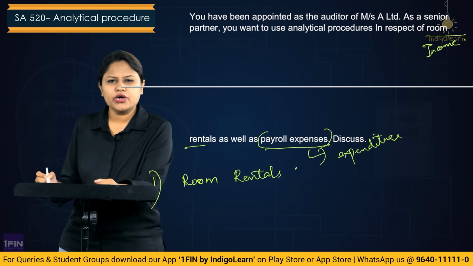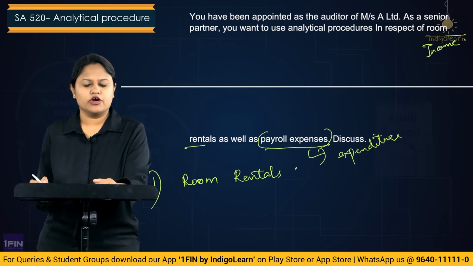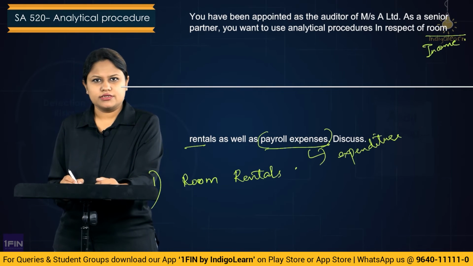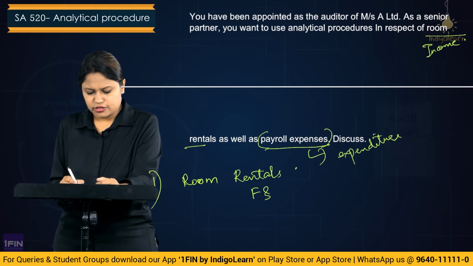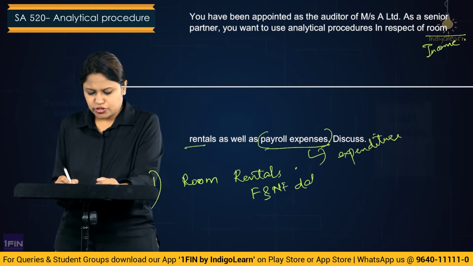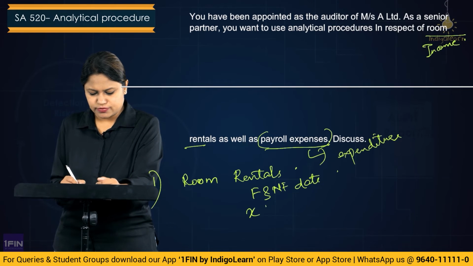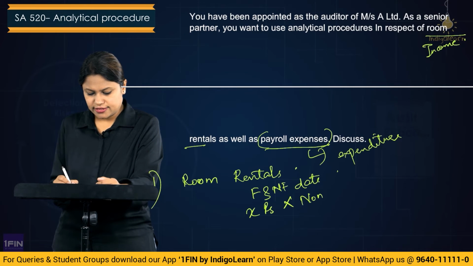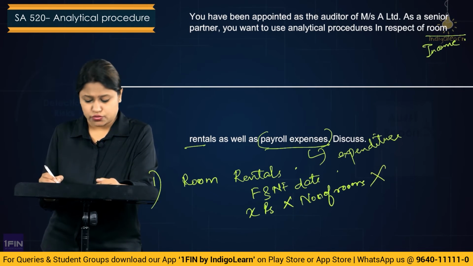Now how would you apply the analytical procedure? Basically you would do some kind of a study, or maybe a calculation, by taking the relationship between financial and non-financial data. So you will establish a relationship. The financial data would be the room rentals, assume some X rupees. This with the number of rooms, that is non-financial data, and obviously this data will be available. And one very important thing is the vacancy rate also.